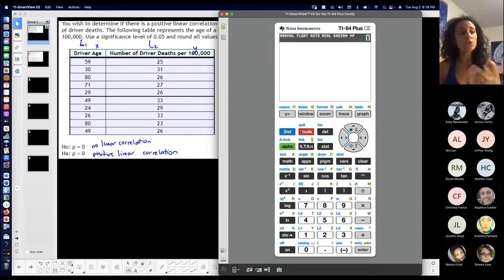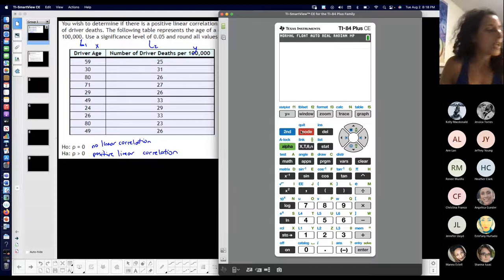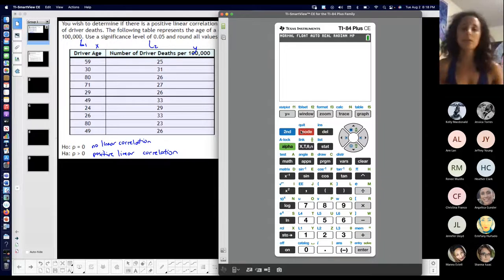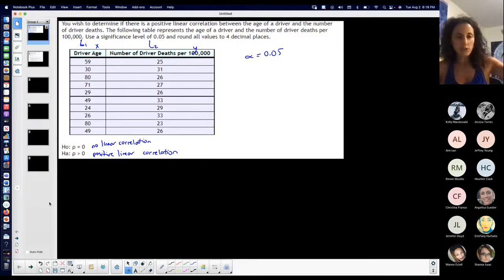Now, here's the part that you do need, because you're going to run the test and you're not doing critical values. This one is asking for the correlation coefficient, the p-value, and then your conclusion based on the p-value. So when you are doing linear correlation, you're basically using the p-value method every time. So it simplifies your situation, right? Before we had the critical value method, the traditional method, and the p-value method. No, this is just the p-value method to run your test.